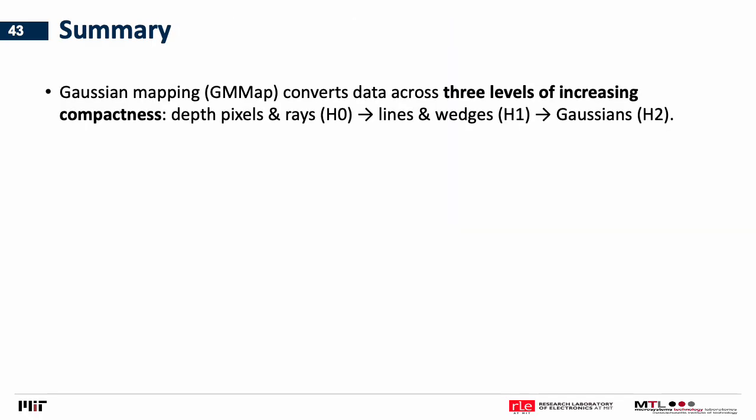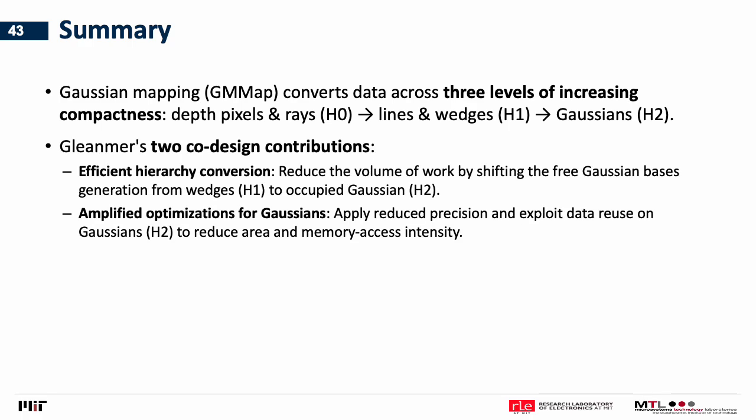In summary for today's talk, first, Gaussian mapping converts data across 3 levels of increasing compactness, from depth pixels and rays to lines and wedges, and finally Gaussians. Gleanmer's 2 co-design contributions are as follows. First, efficient hierarchy conversion. We shifted free Gaussian basis generation towards a higher level using occupied Gaussians, reducing the volume of work. Second, amplified optimizations for Gaussians. We apply reduced precision, caching, and batch query to the Gaussian workloads to reduce the area and exploit data reuse.